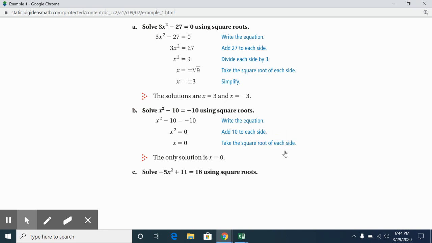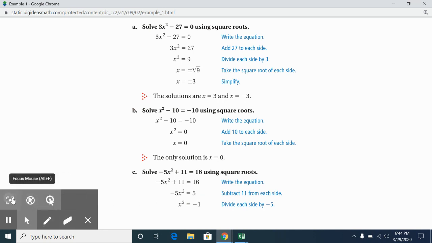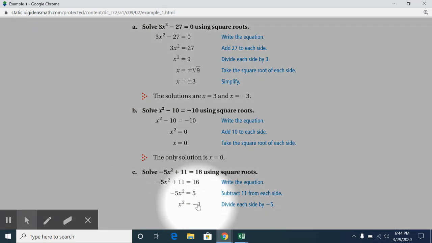Now finally, the last example shows us that if we want to solve this, we want to subtract 11, and we're going to end up with negative 5x squared equals 5. And we want to divide by negative 5 now. But what happens is we end up with x squared equals negative 1.